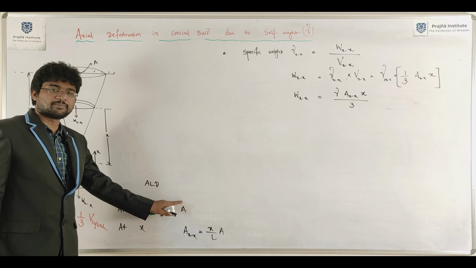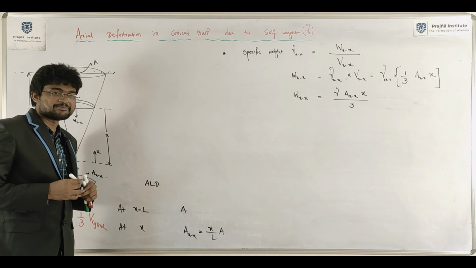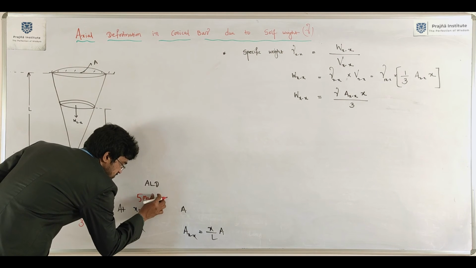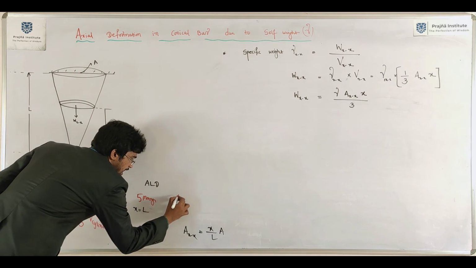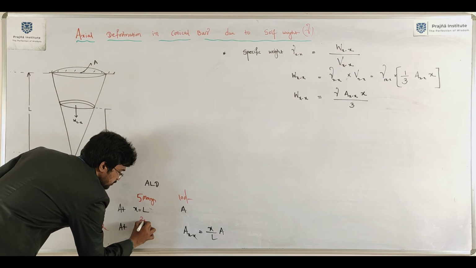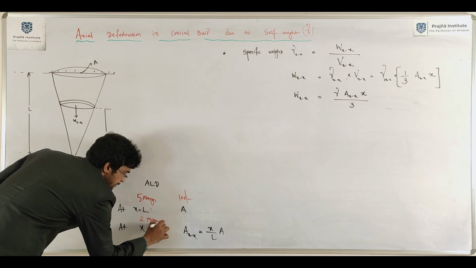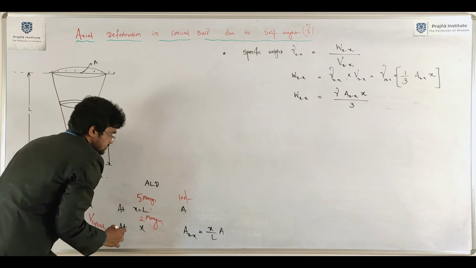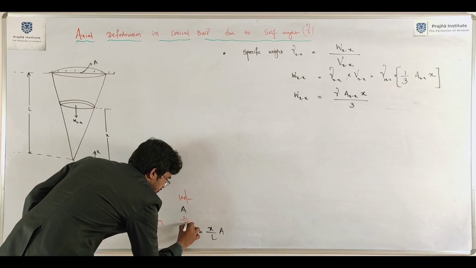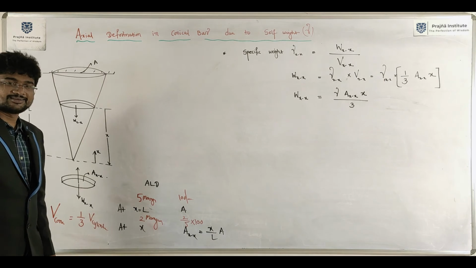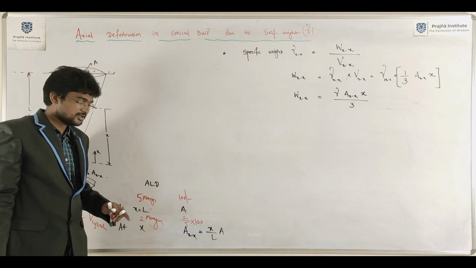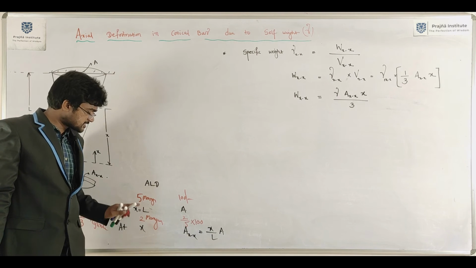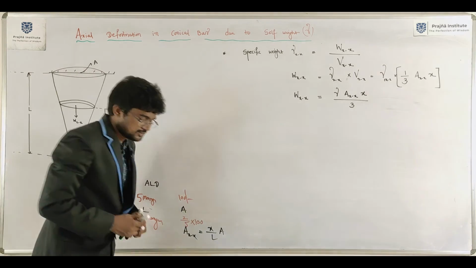Five mangoes, 100 rupees. Then one mango, tell me. Five mangoes, 100 rupees. Two mangoes, how much? 2 by 5 into 100, correct? So at x equal to L, area of cross section is A, and at x equal to x, it is x by L into A. That is the thing.